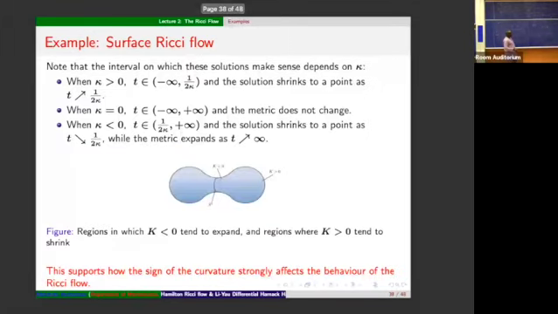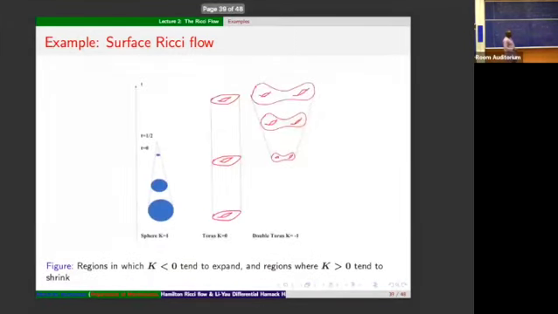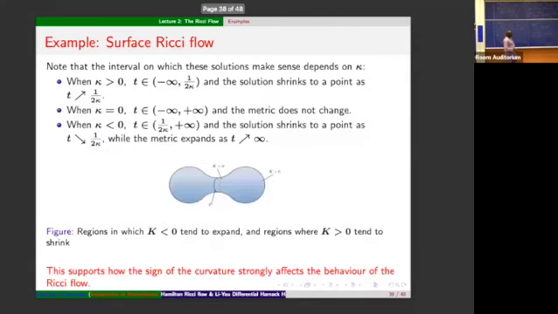I just use this to explain, just for us to view. Let me go back here so that you can see something. If you have kappa equal to 0, then the Ricci flow doesn't change for all time. It's eternal. The solution is eternal, from minus infinity to plus infinity.